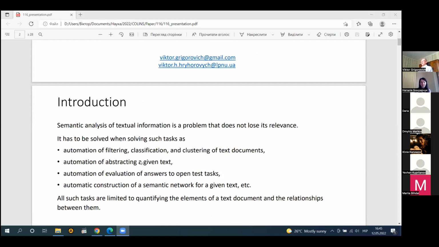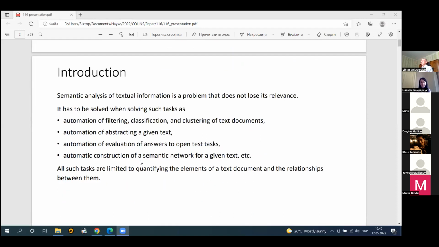I begin. Semantic analysis of textual information is a problem that does not lose its relevance. It has to be solved when solving such tasks as shown on this slide, namely automatic filtering, classification, and clustering of text documents, automation of abstracting a given text, automation of evaluation of answers to open tests, automatic construction of a semantic network for a given text, etc.